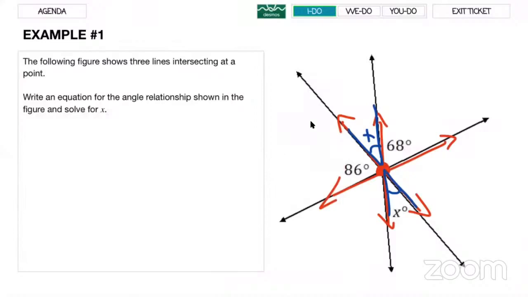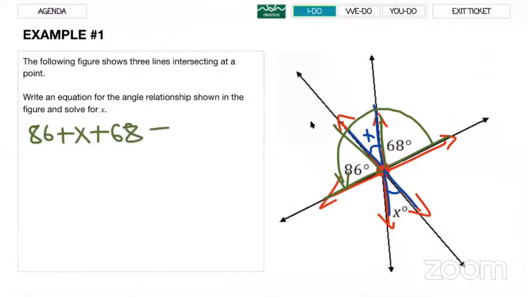So angle 68, the green angle, and angle 86. Look at all these 3 angles. I'm going to draw a semicircle. All these 3 angles lie on a line, right? So these 3 angles are angles on a line, okay? Because of that, you can come up with an equation. If you add them all together, you have angle 86 plus the second angle x plus an angle 68 degrees. All together, they're lying on a line, so it becomes 180.